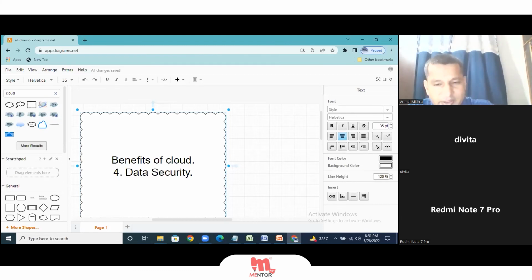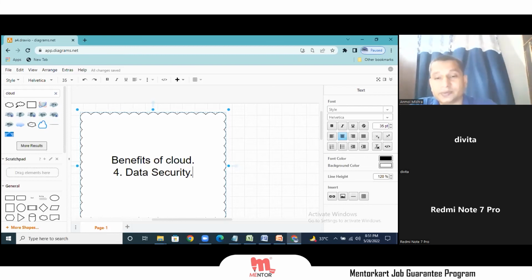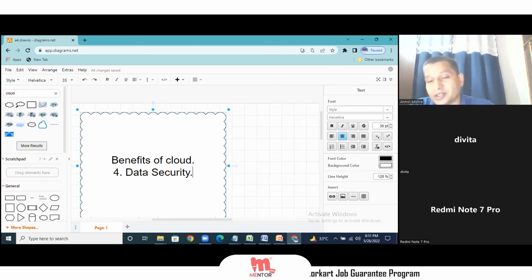Is the concept clear, data security, or do you have any questions about data security? So please repeat, what is data security? Yes, try to give the answer in chat. What is data security?